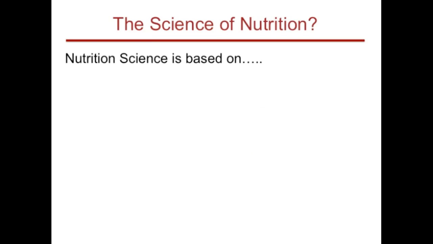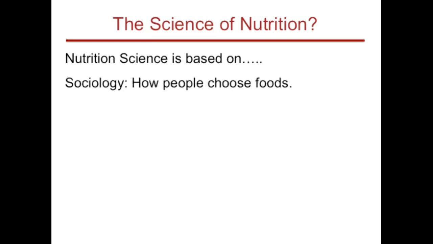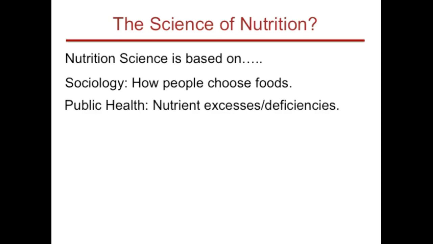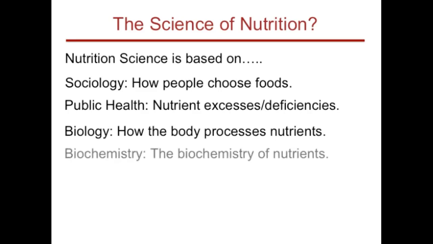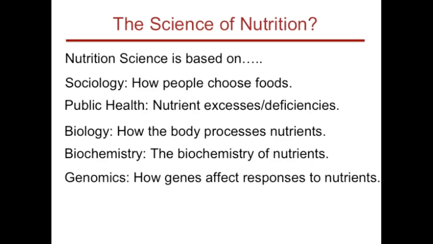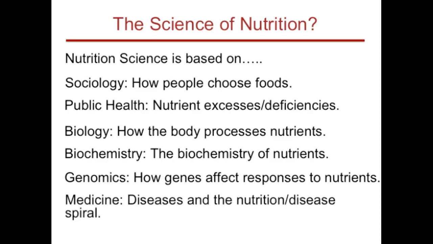So let's summarize. Nutrition science is based on the sociology of how people choose food, public health, the nutrient excesses and nutrient deficiencies, and the diseases that arise from those excesses and deficiencies. It's on the biology of how the body processes the nutrients that we eat, and then the biochemistry of what the body does with those nutrients once we've ingested them. Nutrition science discusses how our genes affect our responses to nutrients, and in fact how our nutrients can affect our genes. And lastly, we'll talk about the disease nutrition spiral and how nutrition can be used to prevent disease, and medical nutrition therapies can be used to treat disease.